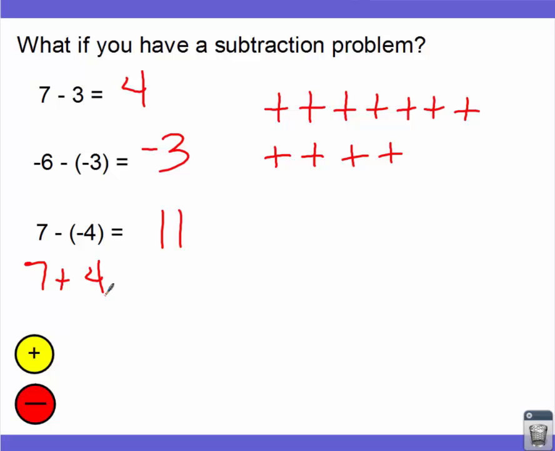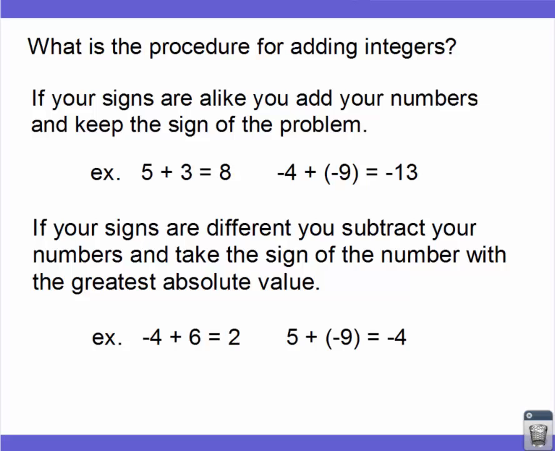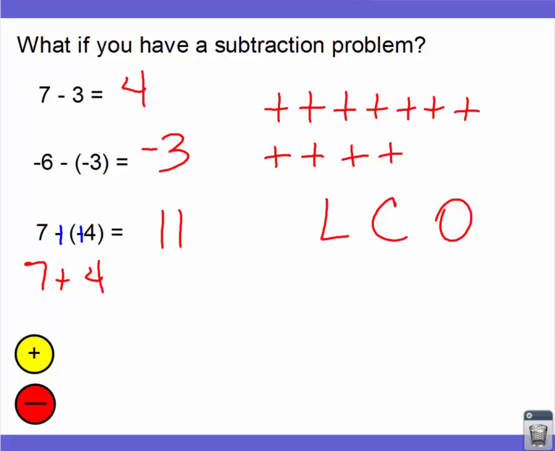So the rule for subtraction is what we've learned in the past, an acronym called LCO, which stands for leave the first number alone, don't mess with it, change subtraction to addition, and change the next number to its opposite. Then we go back to our addition rules, which says if our signs are alike, we add. If our signs are different, we subtract. We do the math, we come up with the right answer.